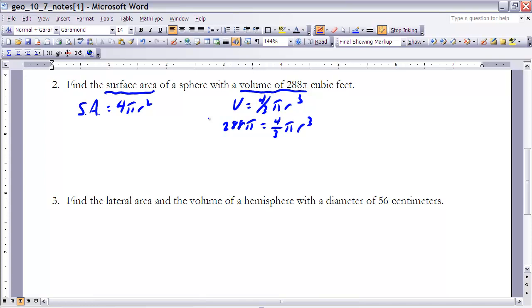Okay. Now what I want to do is solve this for r. And that's where the majority of our work is going to come into play here. The first thing I'm going to do is, I have a pi on both sides. I have all multiplication on both sides. So in essence, I can cross out the pi's. Now I need to get rid of the 4/3, so I'm going to do that by multiplying both sides by the reciprocal, which is 3/4.